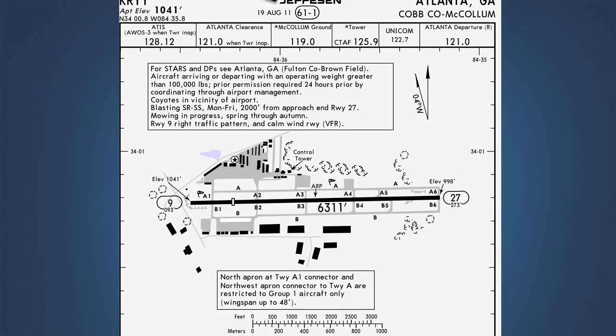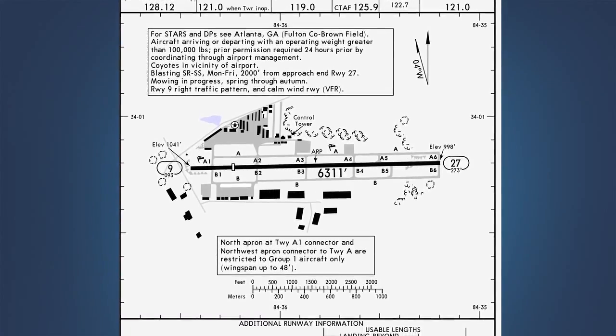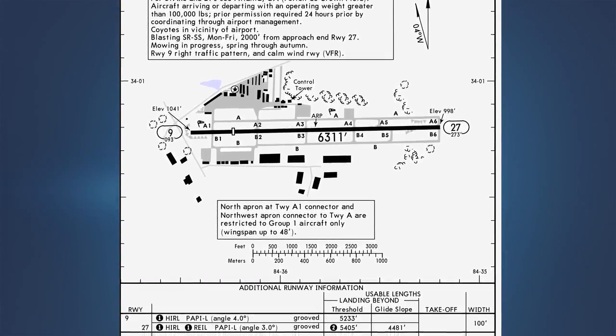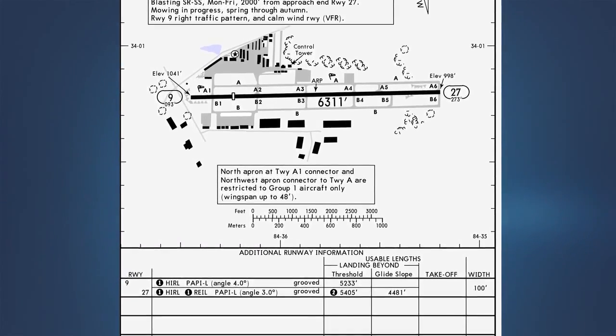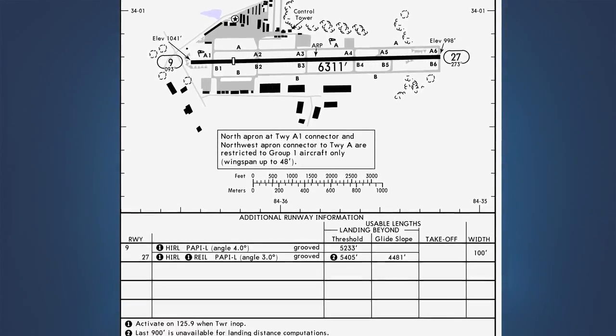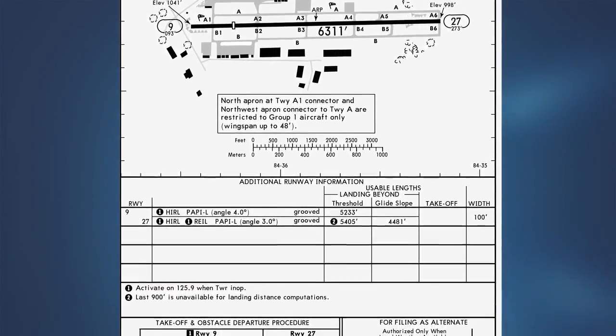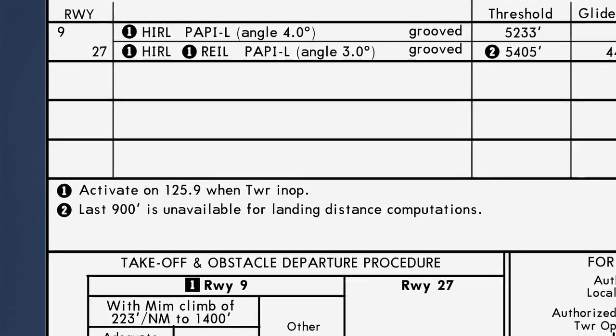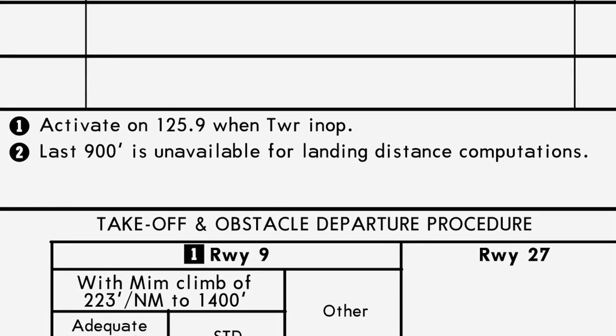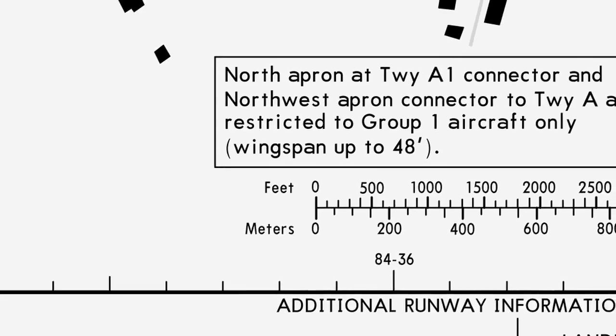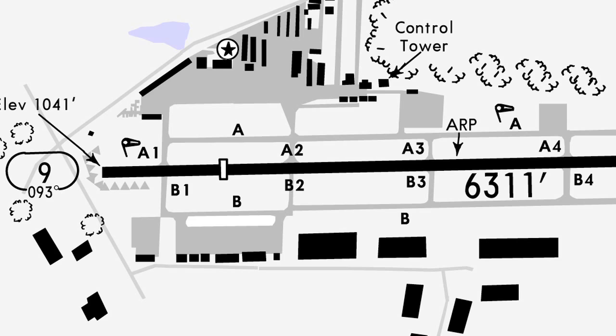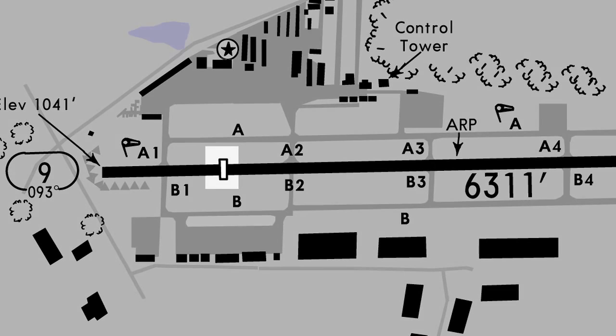Jeppesen also publishes notes or otherwise explains length deficiencies or unique usable lengths. When the landing length is shorter than the full runway length, and this is not due to a displacement, then an additional explanatory ball note is applied, reading similar to the following: last 900 feet is unavailable for landing distance computations. A displacement is accounted for on the charts, not in a length value, but rather in a displaced threshold symbol designation on the charted runway.